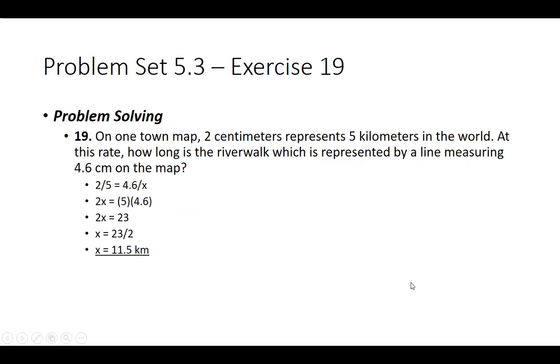Number 19. On one town map, 2 centimeters represents 5 kilometers in the real world. At this rate, how long is the river walk, which is represented by a line measuring 4.6 centimeters on the map? So 2 centimeters represents 5 kilometers. Centimeters on top, kilometers on the bottom. One of our ratios then is 2/5.